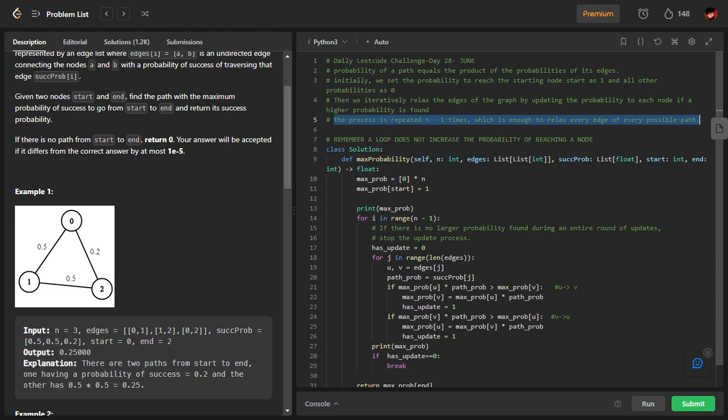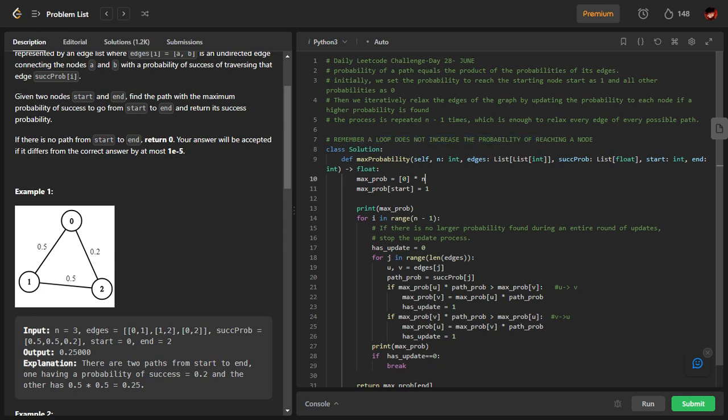It will only process the nodes for n minus one. All the edges will be processed n minus one times. We'll see that now, but this is the basic idea. Remember this thing, I again repeat: it does not increase the probability of reaching a node.